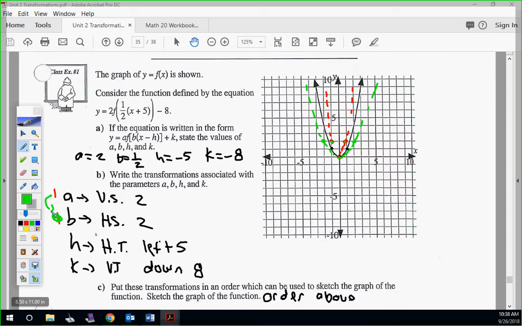Now we do the horizontal translation left 5. We're going to take the whole thing and move it left 5. We'll go blue for this one. We're going 1, 2, 3, 4, 5, for each point. And so we're here.